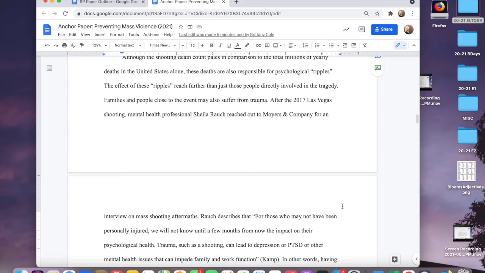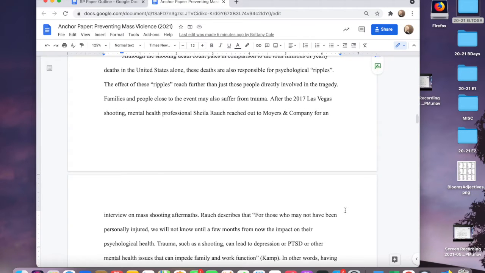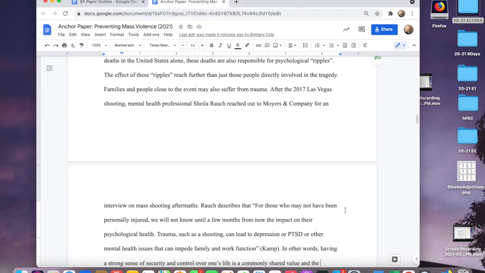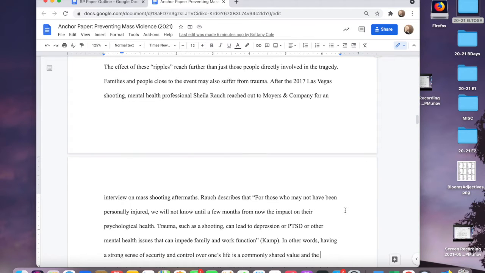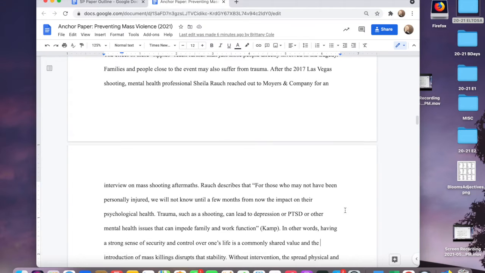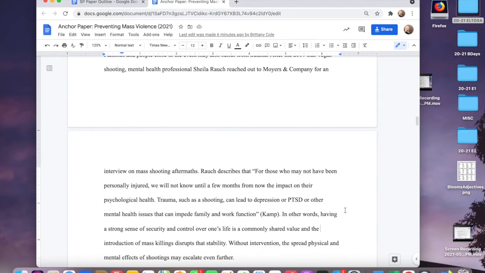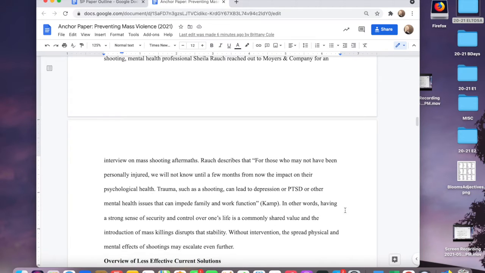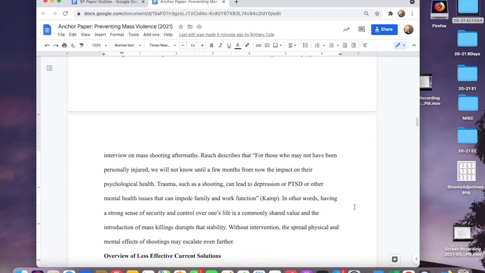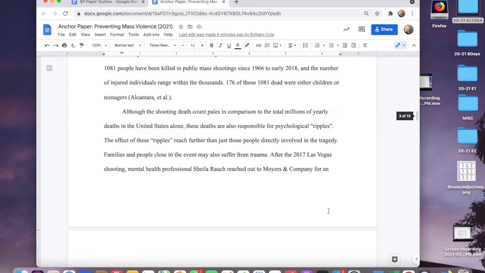Rauch describes that for those who may not have been personally injured, we will not know until a few months how the impact will affect their psychological health. Trauma such as shooting can lead to depression or PTSD or other mental health issues that can impede family and work function. In other words, having a strong sense of security and control over one's life is a commonly shared value, and the introduction of mass killings disrupts that stability. Without intervention, the spread, physical, and mental effects of shootings may escalate even further.